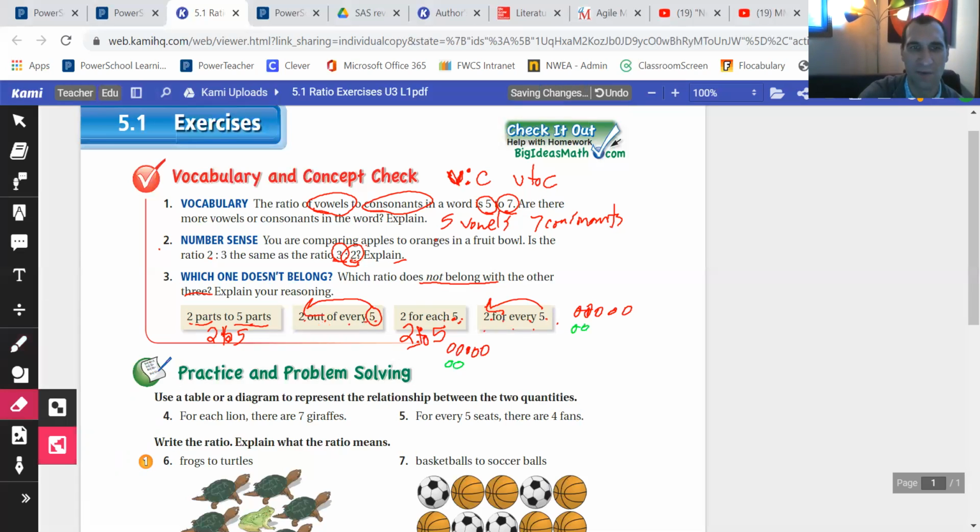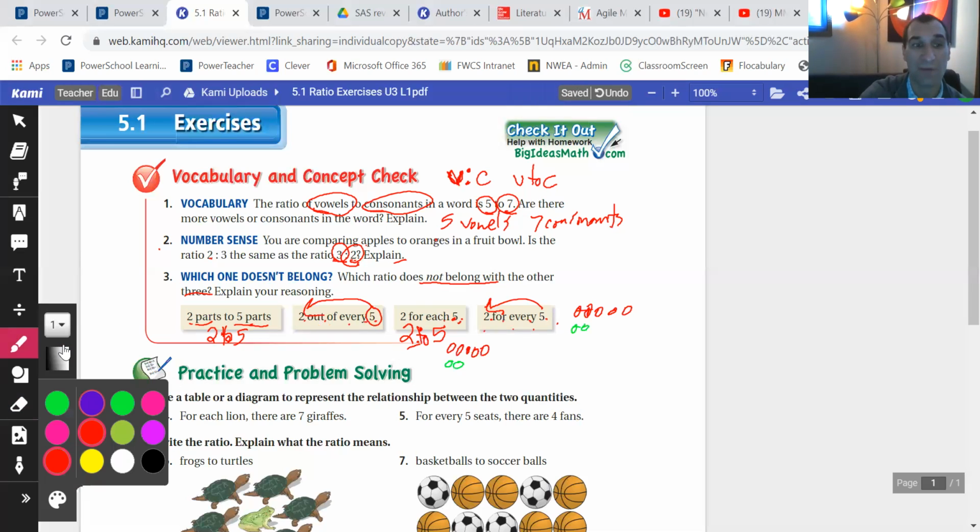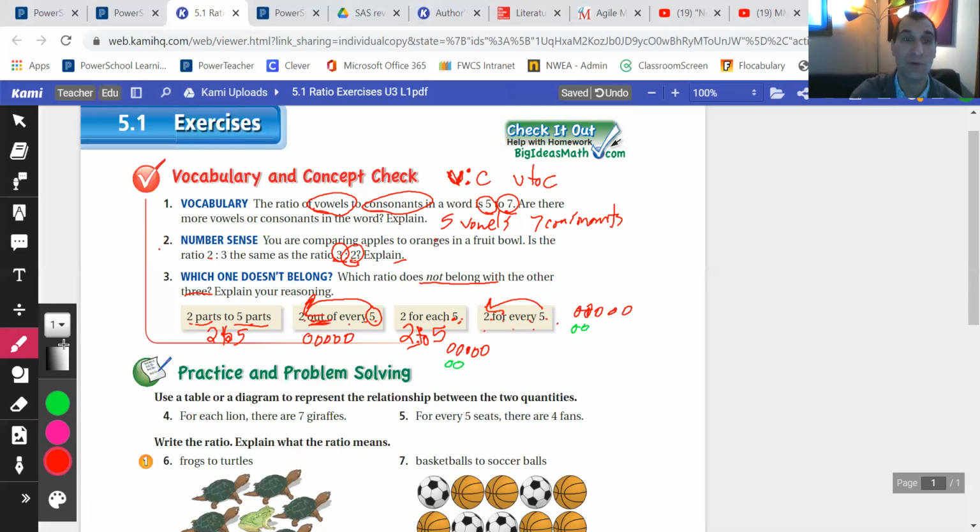Now this is the key phrase here: 2 out of every 5. So for every 5, 2 out of those, and that keyword is out. 2 out of those would be 2 of that same group of 5. Well, all of a sudden, that's not really a ratio, is it? It's not 2 for every 5 of something else. It's saying that's the same thing. So this is the one that doesn't quite fit. That one was a little bit tricky.